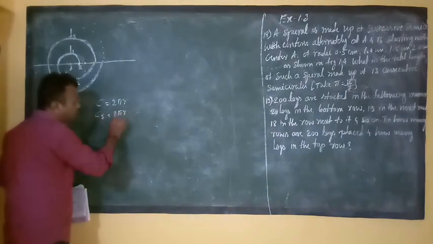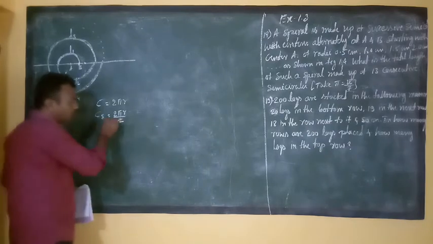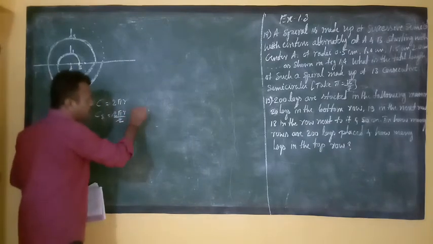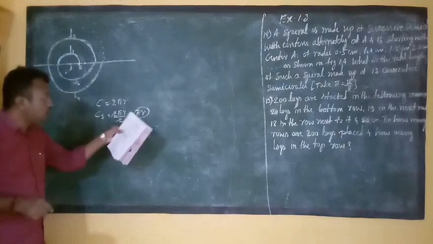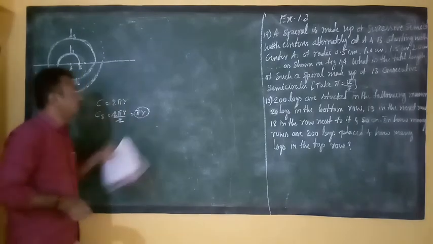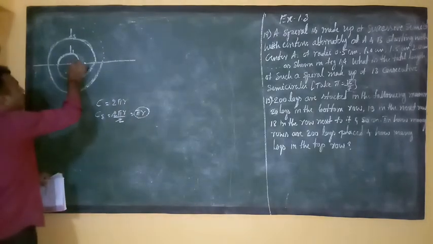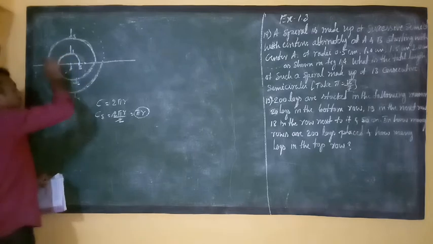2 pi r divided by 2. Correct? The 2s get cancelled, remaining is pi r. So this is the circumference of a semicircle formula. So firstly we have to calculate the length of the first semicircle.